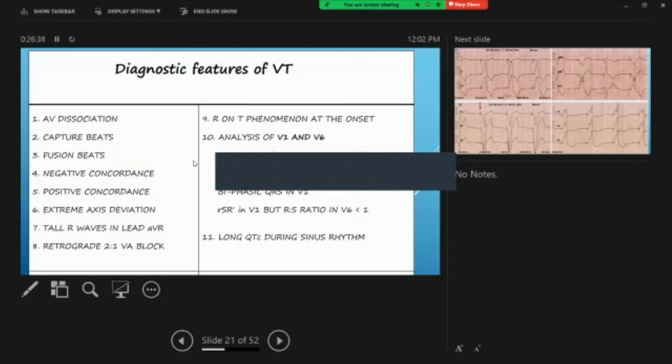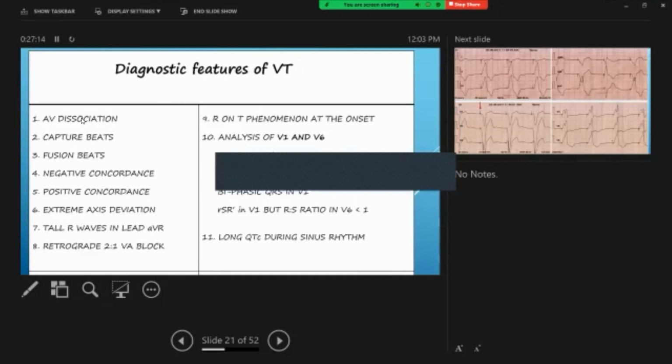Now let's go through this slide. These are the diagnostic features of ventricular tachycardia. AV dissociation, presence of capture beats, and presence of fusion beats make the diagnosis of VT. So what happened here? During ventricular tachycardia, atrial contraction does not give rise to ventricular contraction. The independent contraction of atria and ventricles occur. Therefore, you will see AV dissociation.